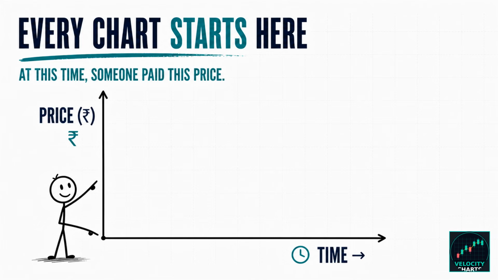Now, one thing that trips up almost everyone, the chart moves right on its own. Time passes whether or not anything happens, but price only moves when a trade happens. No trade, no movement. That's why a sleepy small cap looks like a flat line, and Nifty on budget day looks like an ECG. Same two axes, different amount of activity.